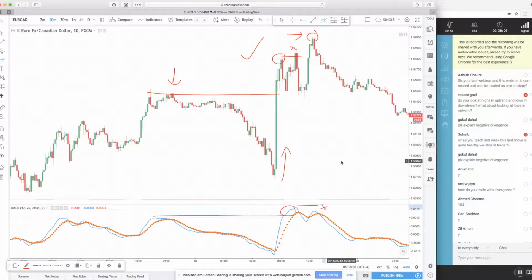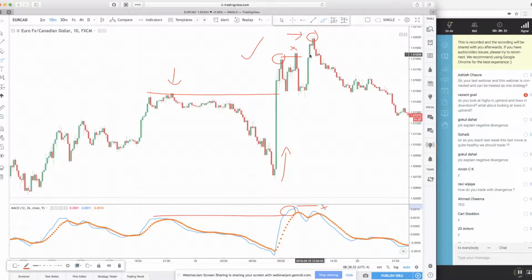Now, those of you who are asking for negative and positive divergence, don't worry about it. You don't need to get into the definitions and the textbook stuff. Just focus on what it means once it shows up, and how you spot it once it shows up. Okay? So once this happens, everyone can spot it right now. Up until now, you guys can spot it, right?